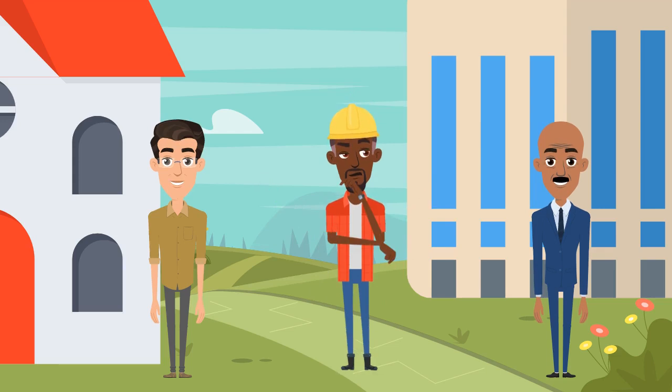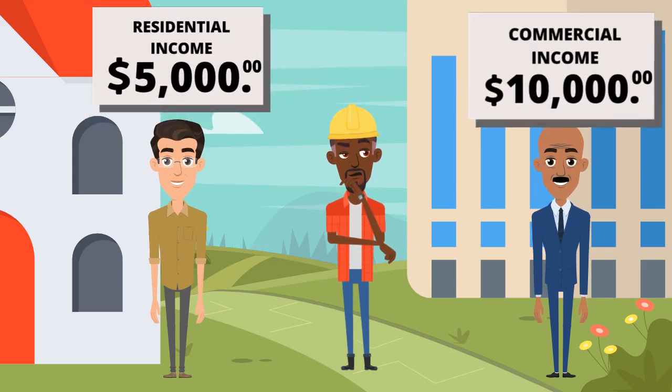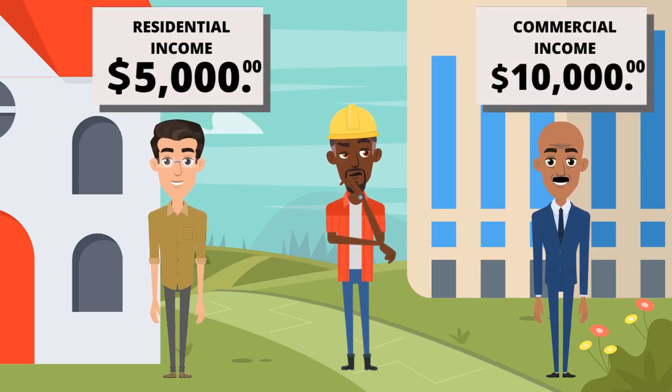But let's say this construction owner decides he would like to know how much he makes on residential projects and how much he makes on commercial projects. So in the bookkeeping template, he makes two income categories, one for residential income and one for commercial income.